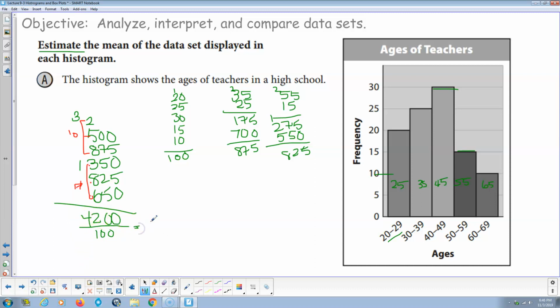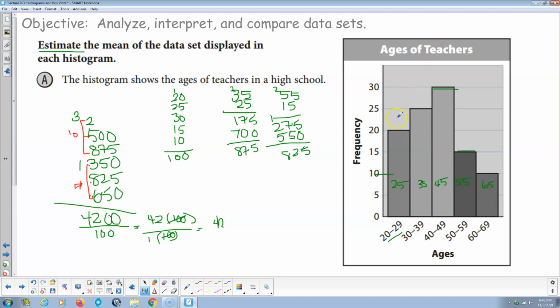Because double zero means that's a multiple of 100. That's 42 times 100. And we're dividing by 100. Technically 1 times 100. So the hundreds cancel. 42 over 1 is 42.